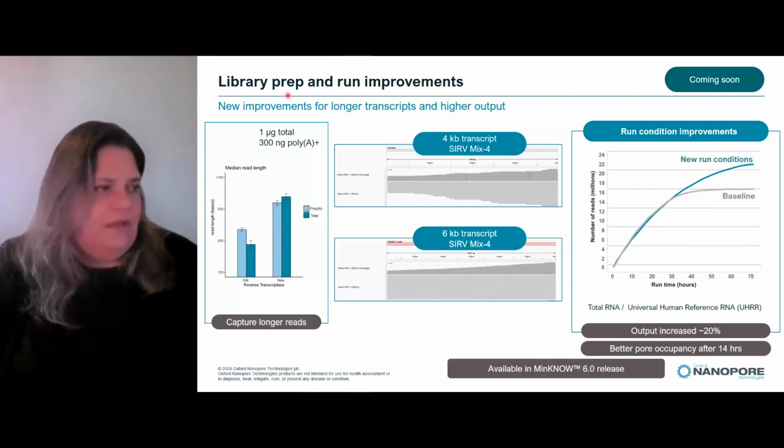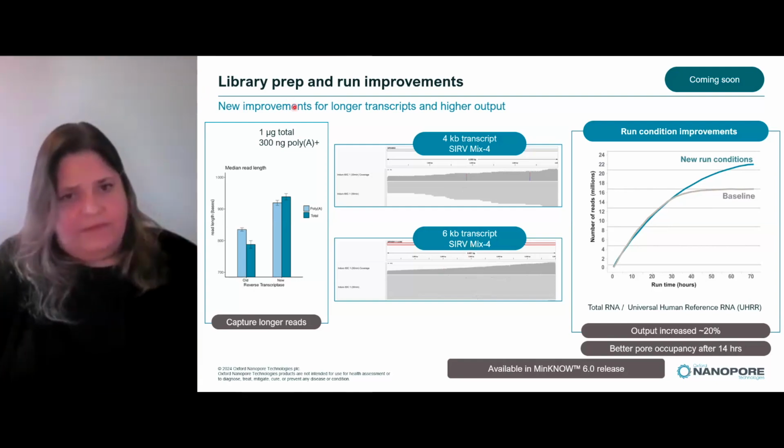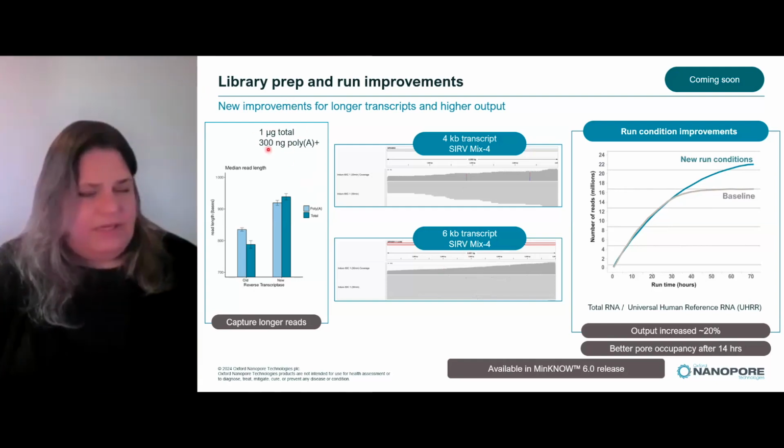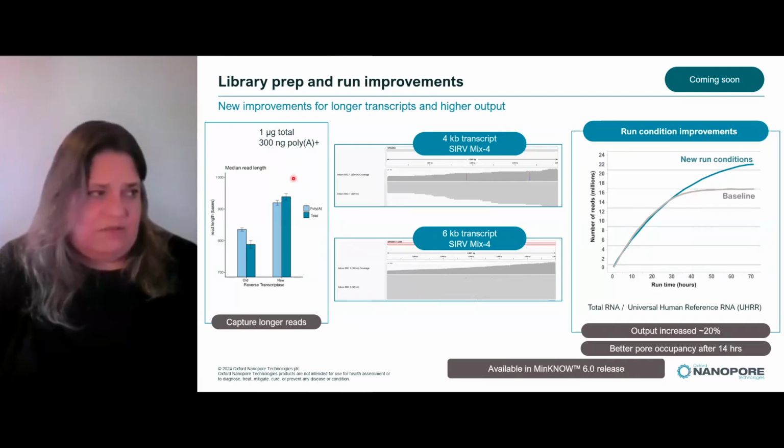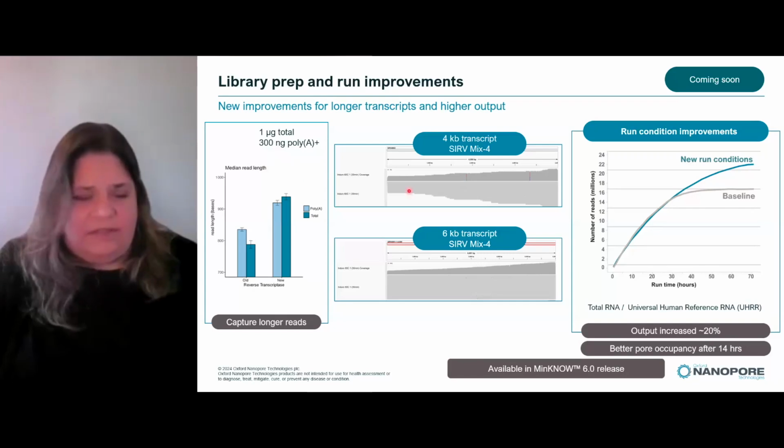The sample prep input amounts are 1 microgram of total or 300 nanograms of poly A enriched. So it just depends on however you want to go about this.